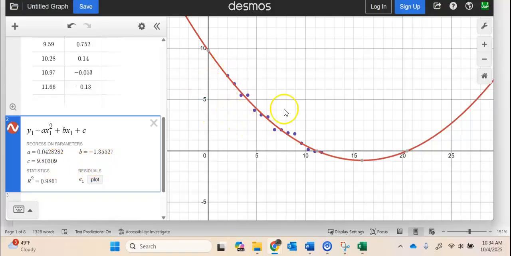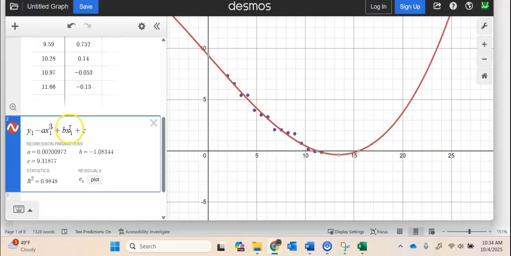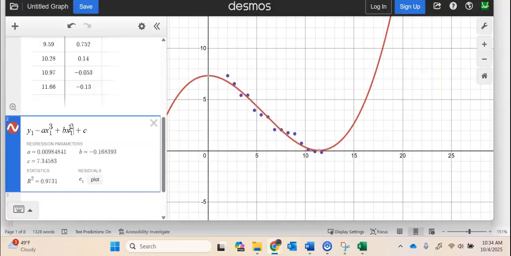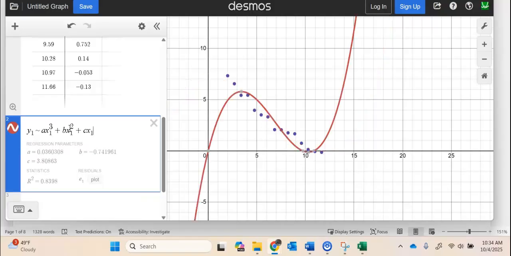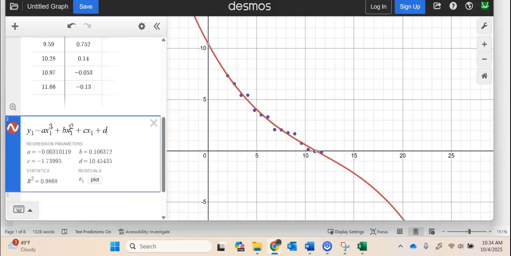It's not bad, but it might work only within the scope of the data. I don't think this is really going to happen; it's going to start increasing again. So what I could try is a cubic. Let's say a x cubed, this is a polynomial, right? And then my next term would be squared, and my third term would be x to the first power, and then I'd have a constant term. Okay, and that's a pretty good fit as well.